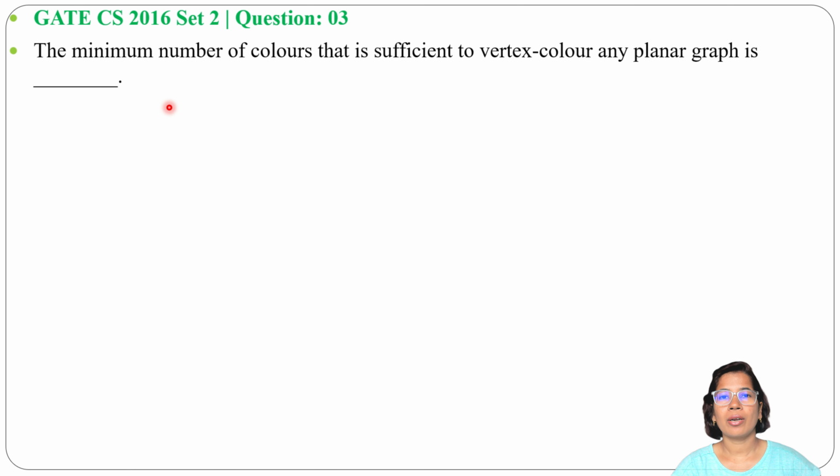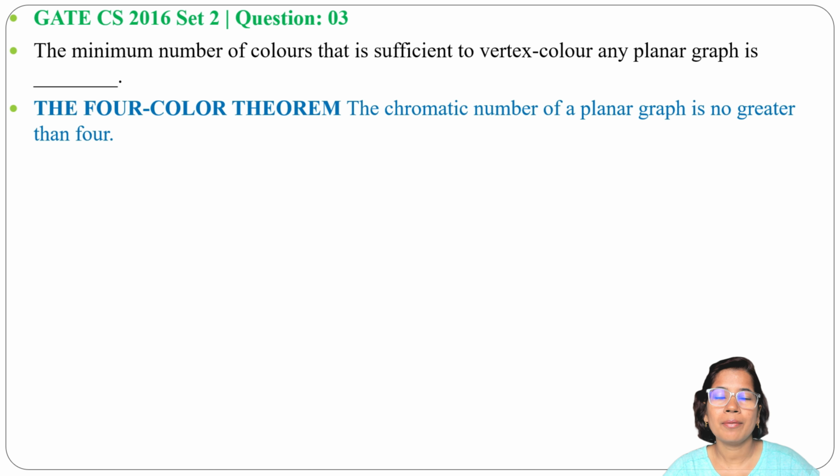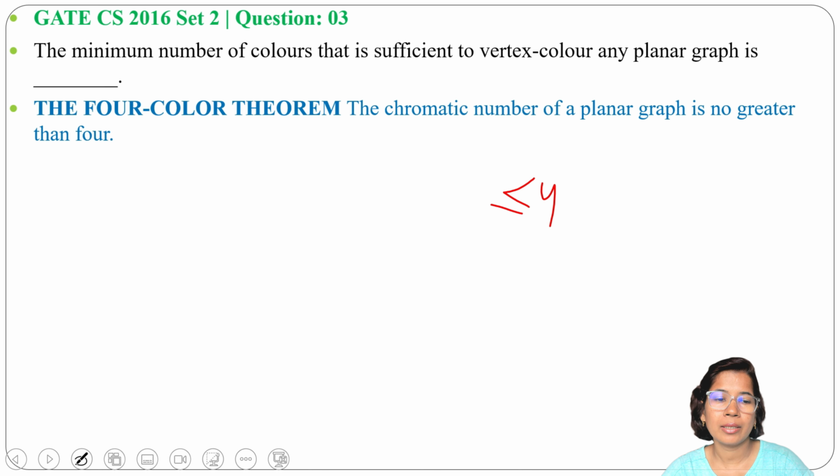During lecture I already discussed the 4 color theorem. According to the 4 color theorem, for any planar graph the maximum number of colors required is 4. So for any planar graph the chromatic number can be maximum 4, so it can be less than or equal to 4. Now in this question it is asking the minimum number of colors.